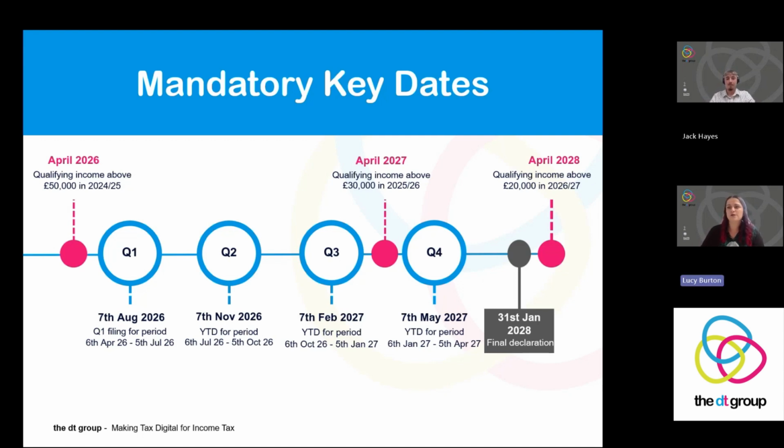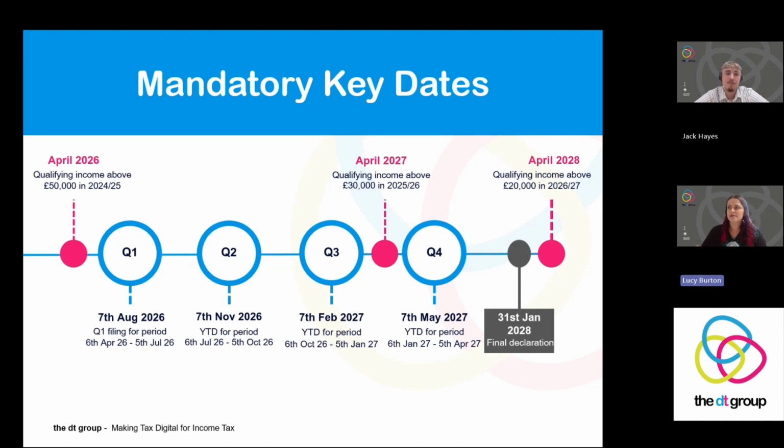And then quarter 2 follows on. That deadline is the 7th of November 2026. This one will be for year-to-date period of the 6th of July. So this will include your second quarter, which is the 6th of July to the 5th of October, but it will also be the 6th of April up until the 5th of October. So for example, if you have a correction that needs to be put through in relation to quarter one, you can make this adjustment in quarter two.